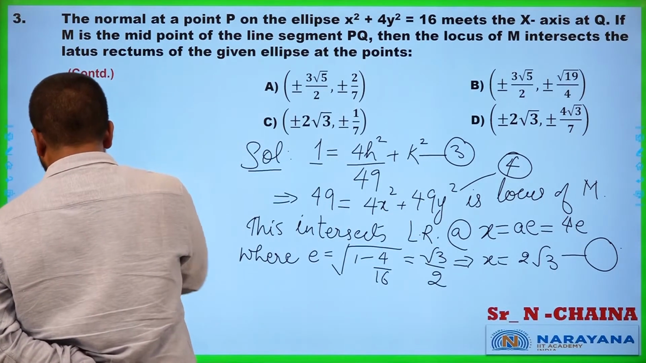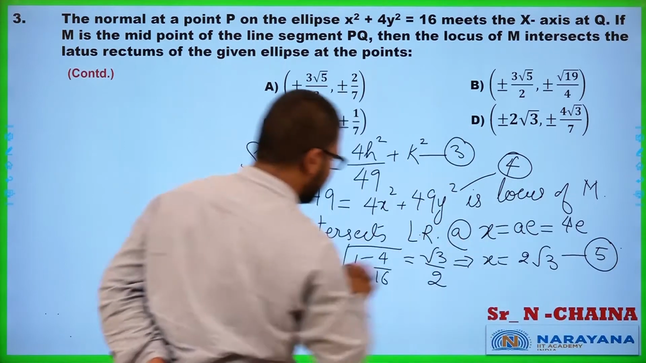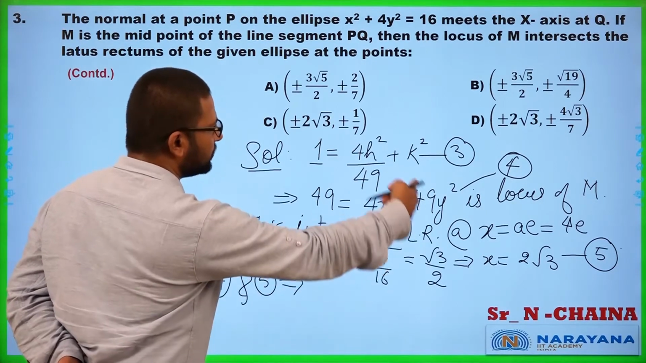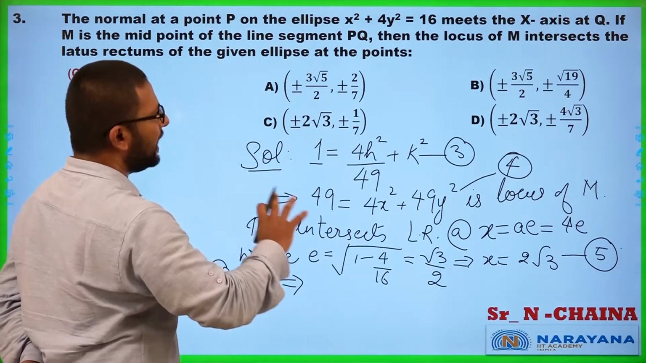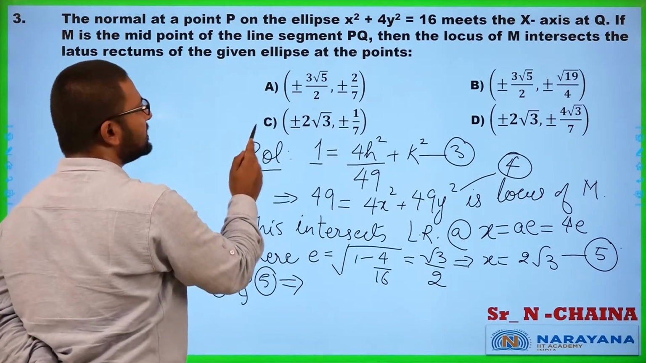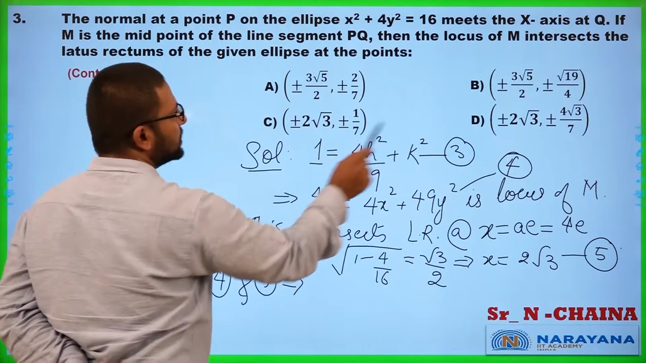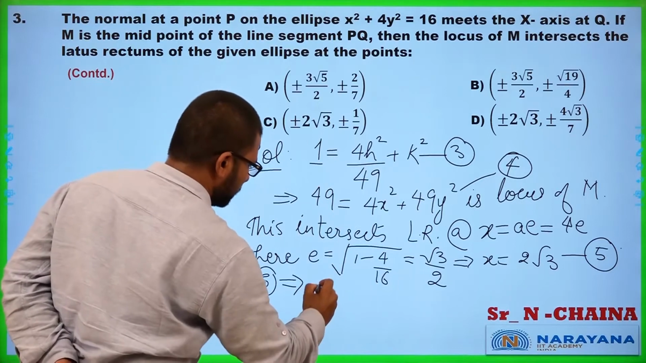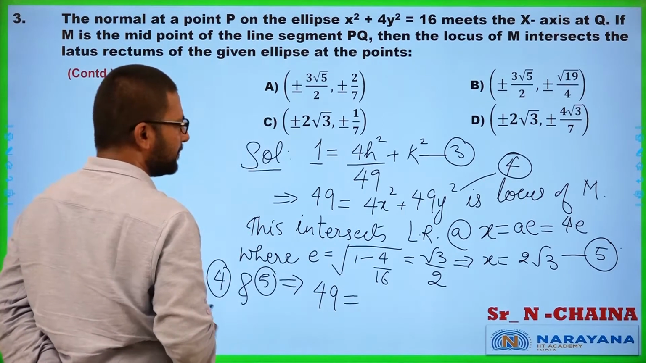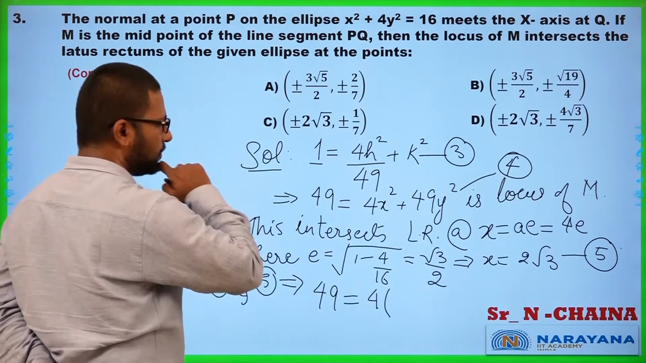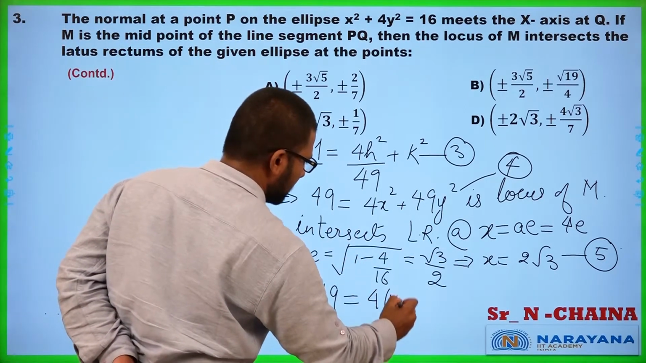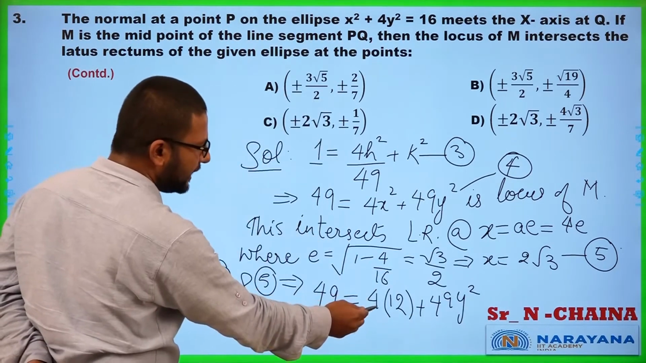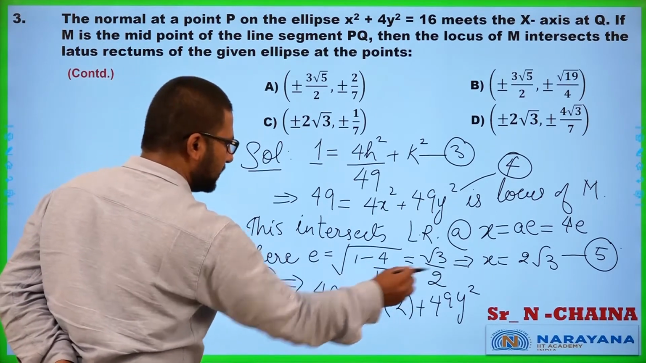Yeah? So from 4 and 5, what do we conclude? We can conclude, just substitute x equal to 2 root 3 here. Yes? In fact, by looking at this, you should realize that either C or D is the option. Because 2 root 3, x coordinate is there only in C and D. Alright, so 2 root 3, substitute, what do we get? 49 equal to 4 into 2 root 3 the whole square. So 4 into 3, 12 plus 49 y square. Can you see this is 48? It will become 1. 1 by 49 equal to y square.